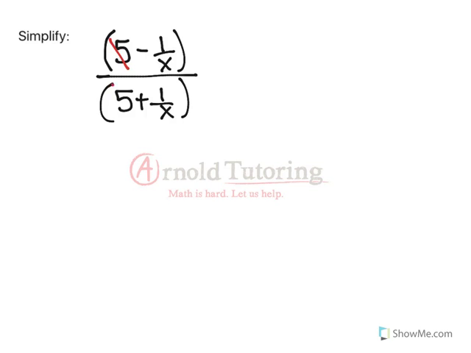Let's say we can cross this off. There's a tendency to want to do that, and then you would get negative 1 over x over 1 over x, which would just be negative 1. Well, let's see if that's actually correct.